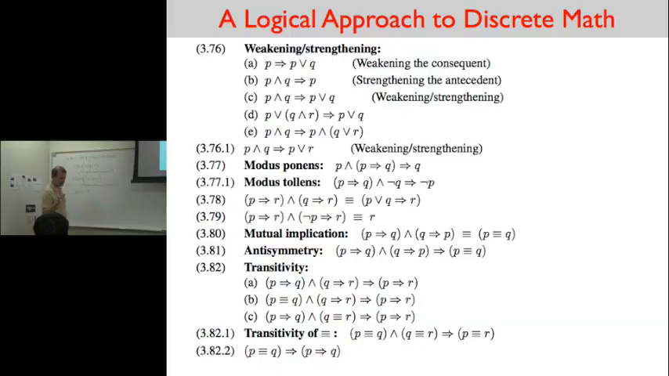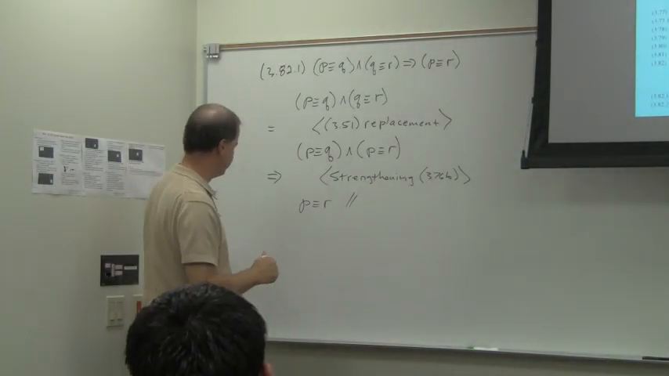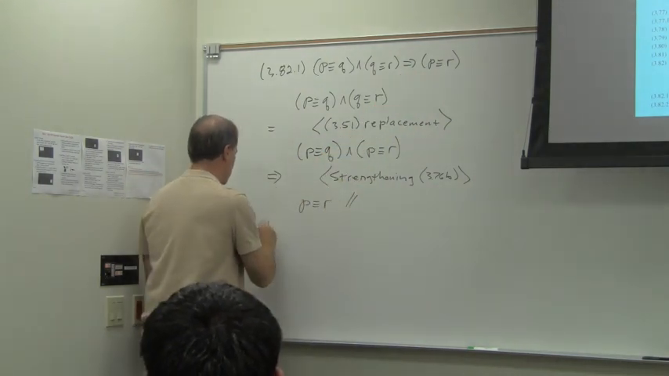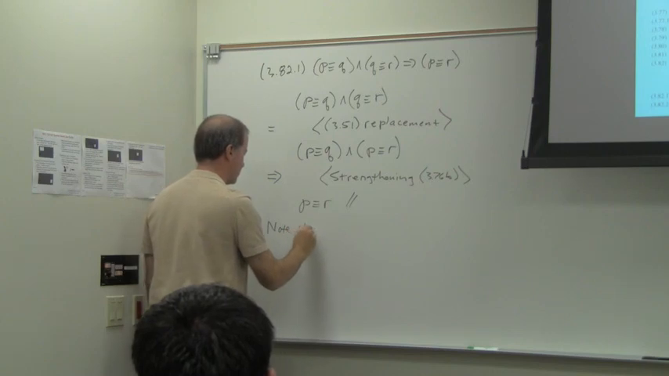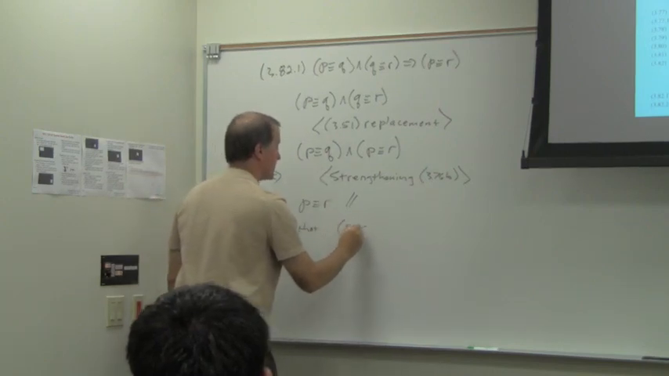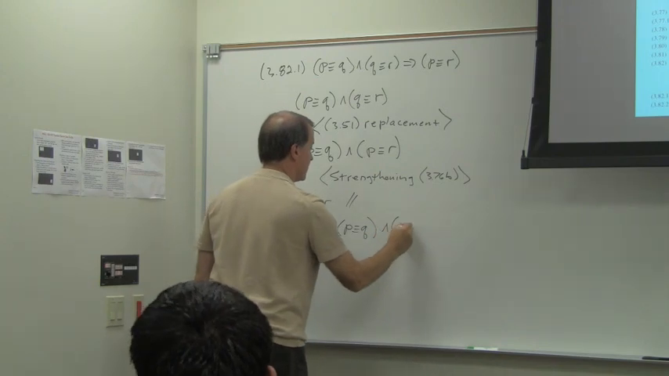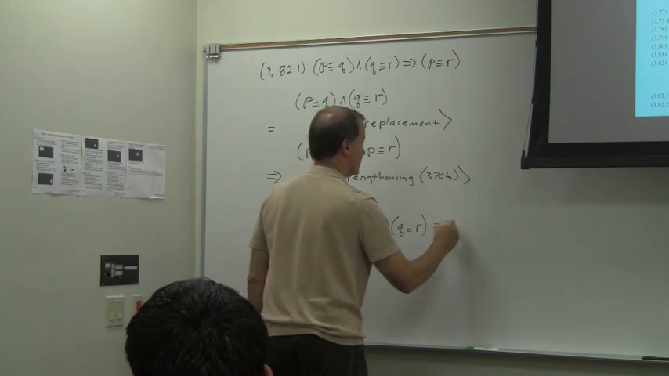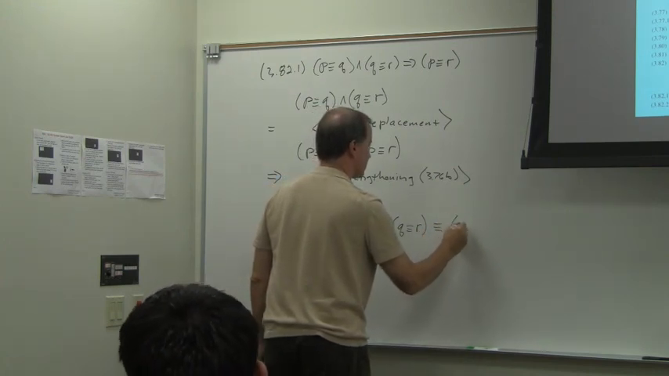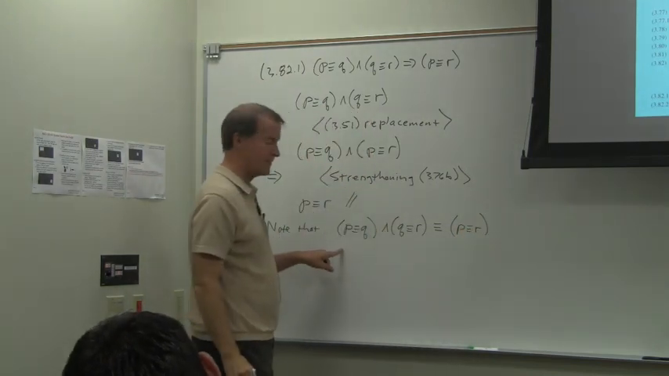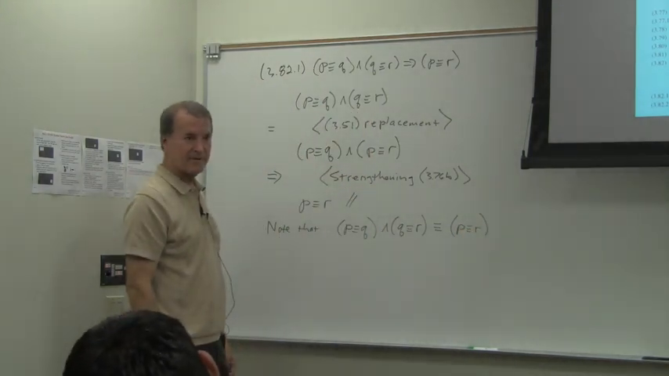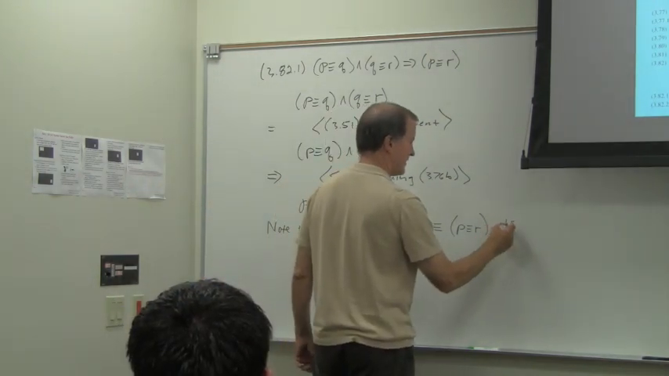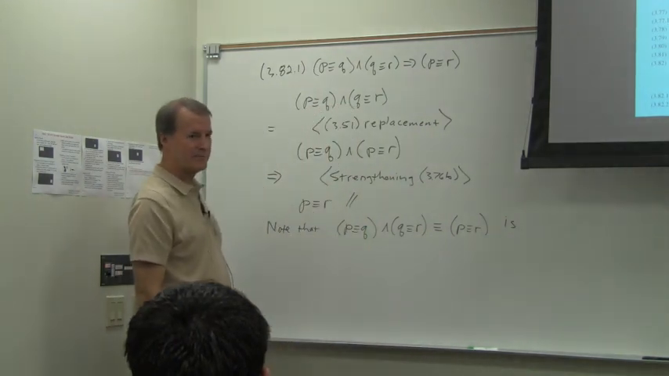Okay, but now here's what I want to show you. What about this? Why is this implies and not equivalence? So note that P equals Q and Q equals R equivales P equals R. Is this a theorem? Is it or is it not a theorem? I don't think it is.